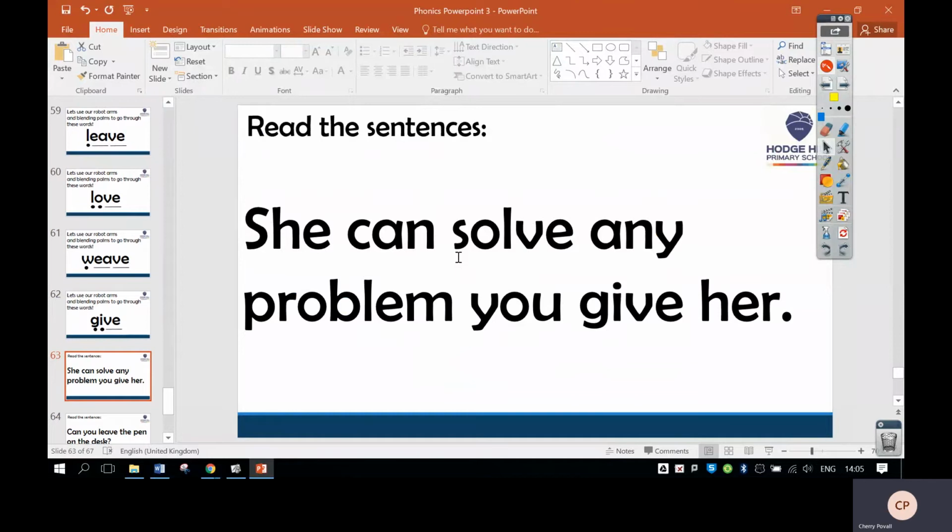Okay, our next activity is we're going to be reading the sentences that are on the video, and then you are going to pause it if you need to, and you're going to write down in your pink book the words that have the V sound. So let's read it. Listen to me read it first, and then you can join in on the second time.